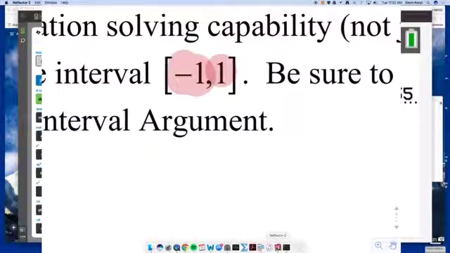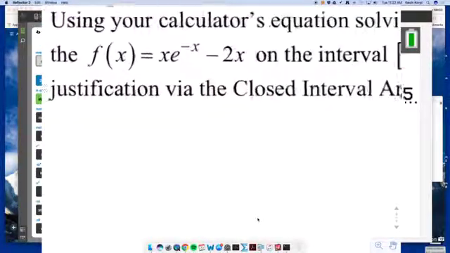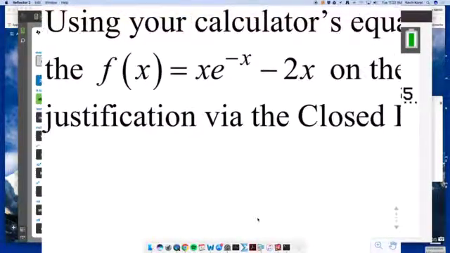So we already have team endpoint, -1 and 1, in the studio ready to play. We just need the critical values, right? So we're going to need the what? Derivative. Let's go ahead and find the derivative of f.